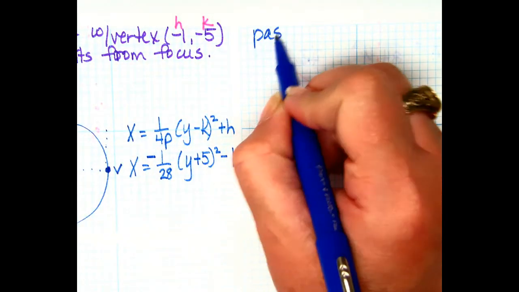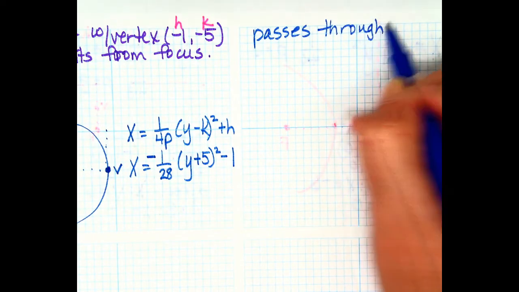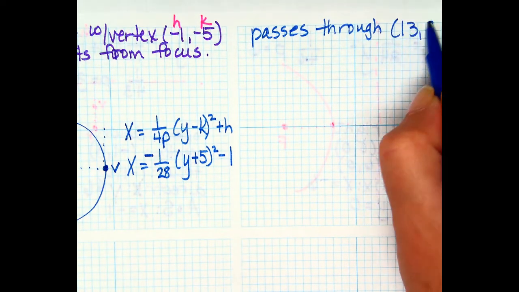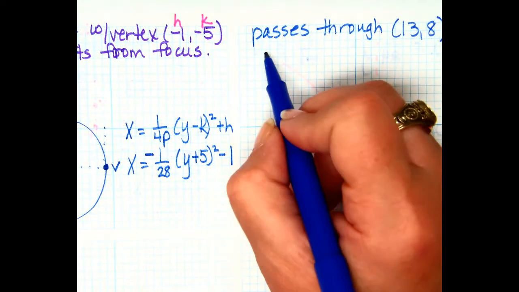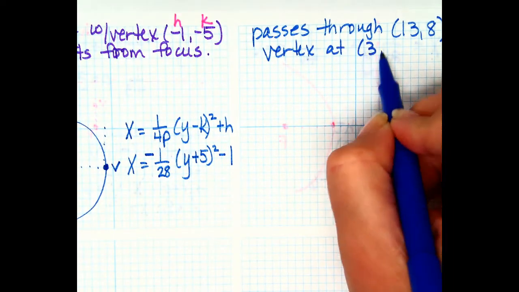What about this one? Passes through 13, 8 with the vertex at 3, 2.